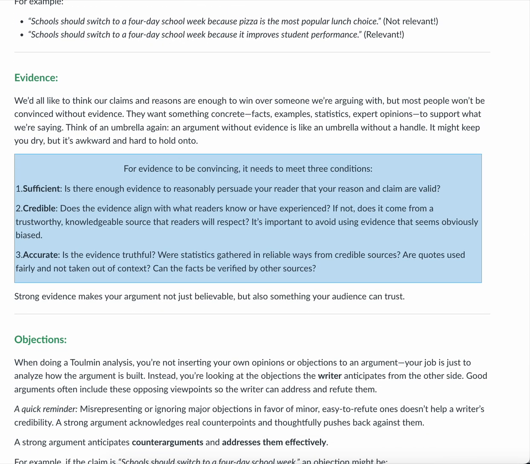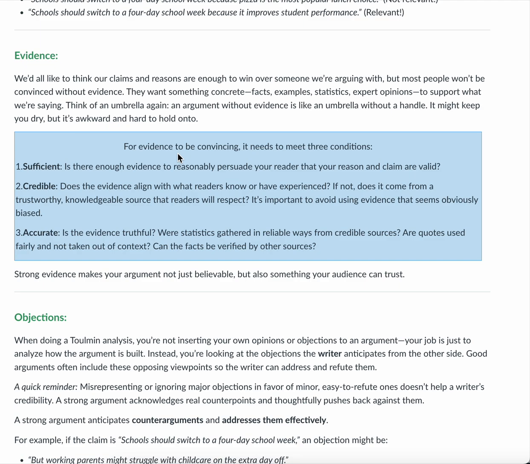Next, we have evidence. Good evidence helps our arguments become strong, and good arguments rely on strong evidence to support their reasons. Without evidence, an argument is like an umbrella without a handle. It's flimsy and hard to hold on to. To be convincing, the evidence must be, one, sufficient: is there enough? Two, credible: does it come from a trustworthy source? And three, accurate: is the information truthful and up to date? For example, for the claim about the 4-day school week, strong evidence might be a national study that shows students scored 5% higher on standardized tests, or a reputable education research institute that confirms these findings. If our evidence, however, is weak or biased, the argument will lose credibility. So we want to ensure that whatever evidence we are using is not biased and is strong.